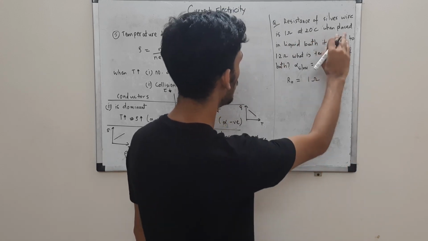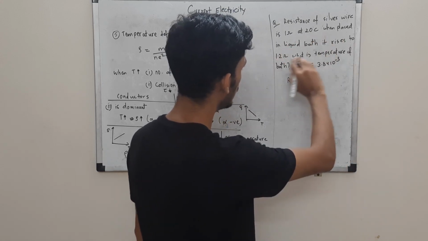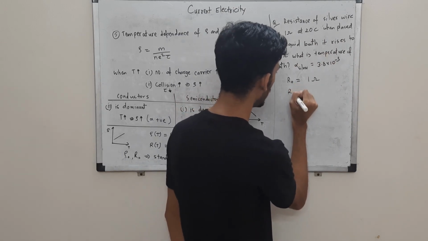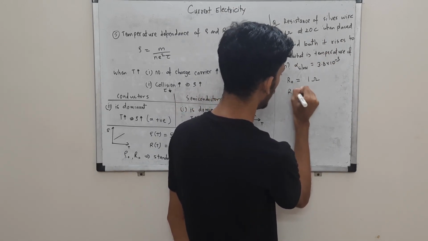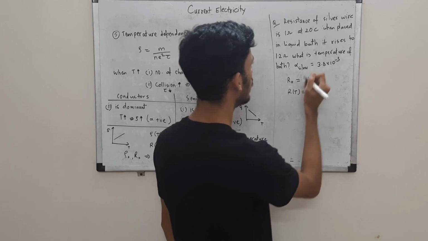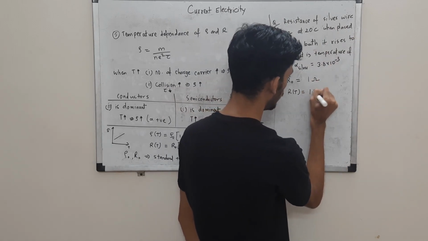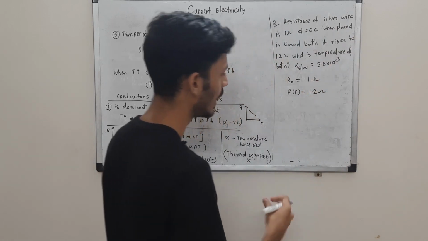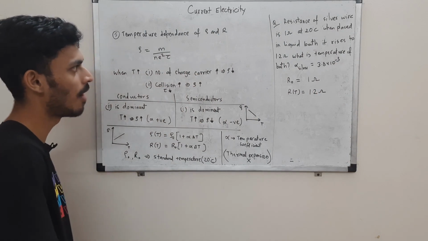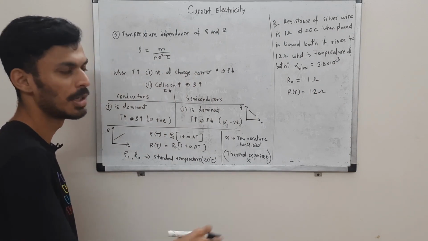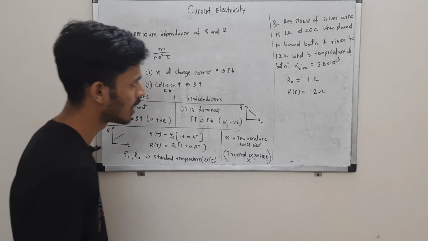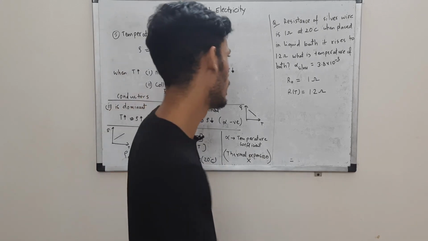So let's move ahead with the question. It's placed in a liquid bath. Now the resistance becomes resistance at a certain temperature. We don't know the temperature of the liquid bath. Now the resistance becomes 1.2 ohms. It increases, basically, so you have heated it. The liquid bath is at a higher temperature. What is the temperature of the bath? That is what we are supposed to find.